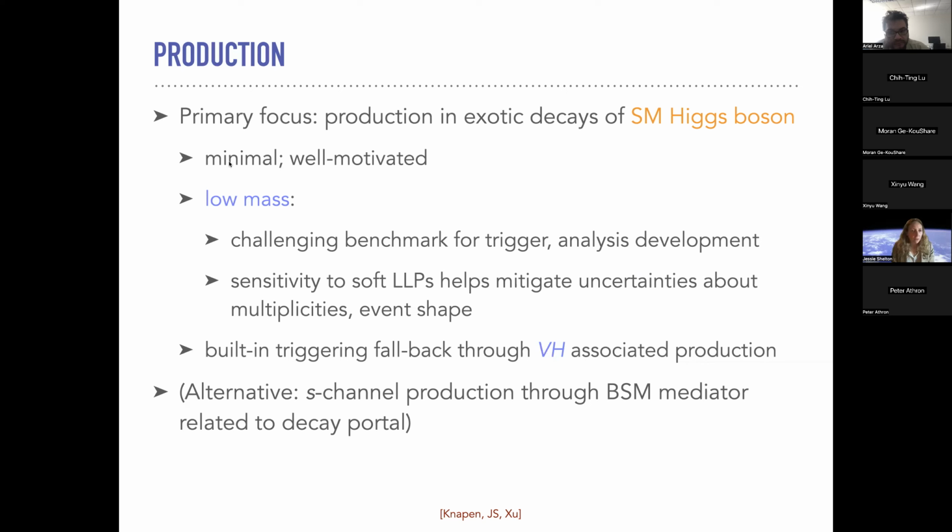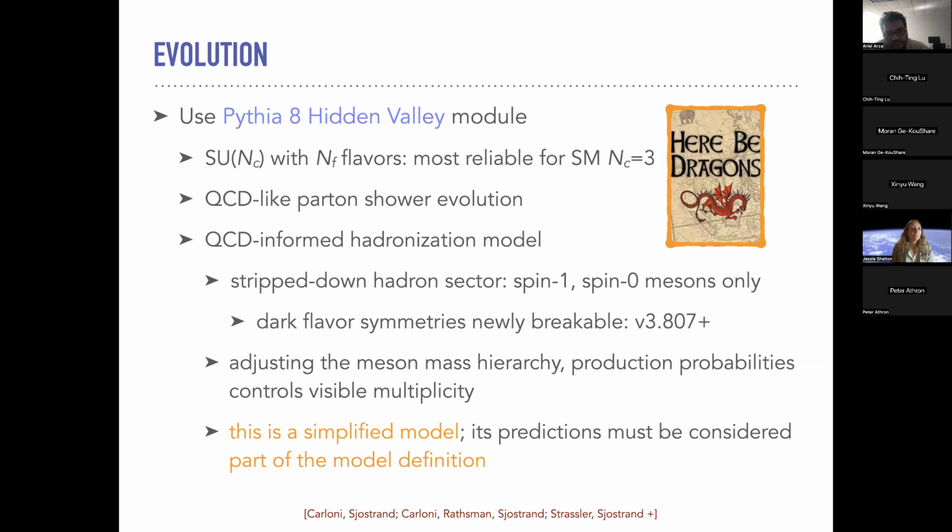So the production through the standard model Higgs boson can also be nice, because if you get desperate about developing triggers that can grab onto very soft displaced things, it's a hard problem. There's a built-in fallback mechanism through the associated production modes of the Higgs with other standard model objects. So in some cases with very challenging final states, that might be the best way to actually get the events on tape. I will skip this unless someone asks about it.